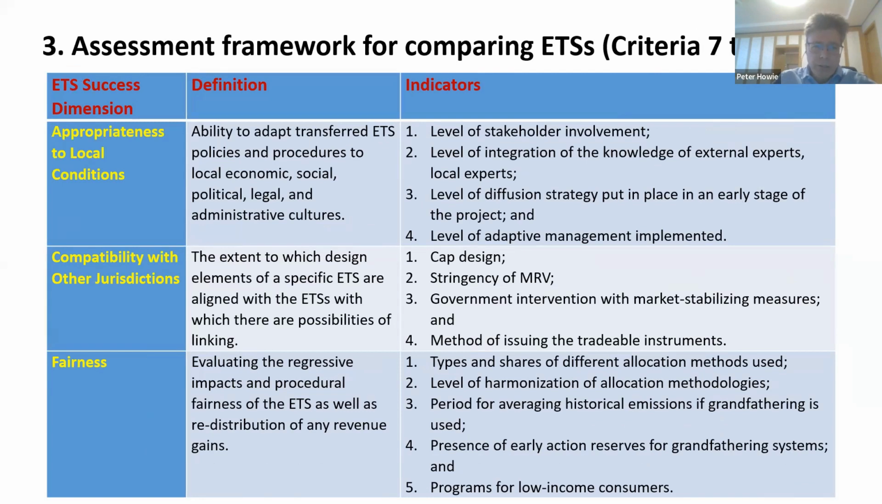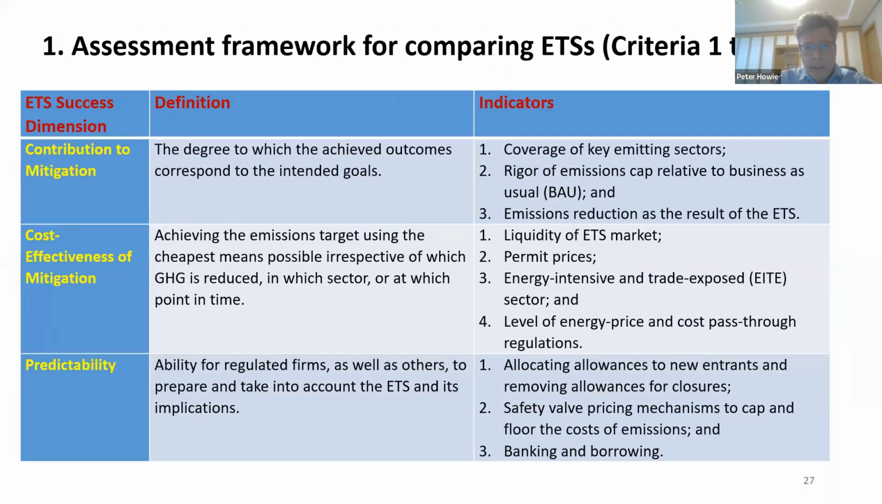Now I'm just going to go back to the first one in this one. And so what we did is we actually developed our own indicators for each of the success dimensions, because ICAP and PMR, which is a part of the World Bank system, just sort of defined the concept, but never tried to operationalize it. So one of our contributions was actually operationalizing the concepts of each of contribution to mitigation, cost effectiveness of mitigation, etc. So we developed all these indicators.